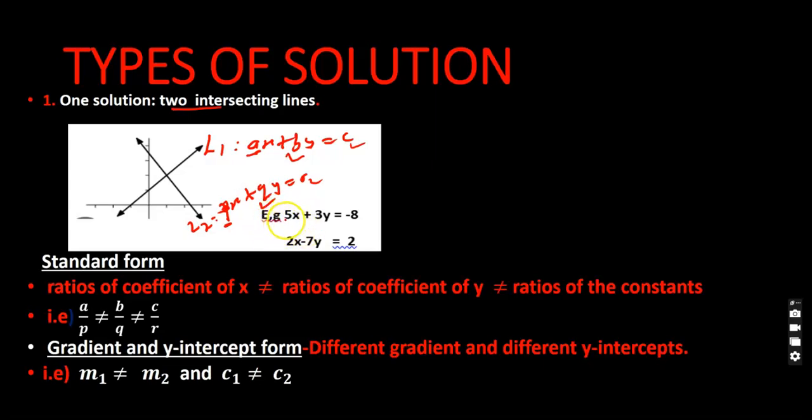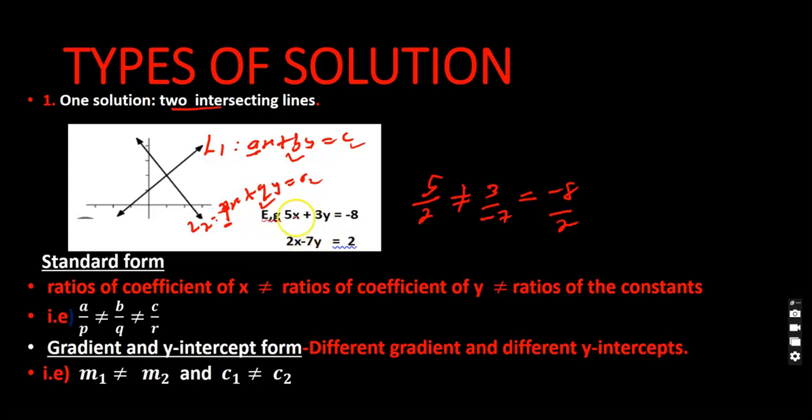I give an example on the screen. Look at the example on the screen: 5x plus 3y equals minus 8, and 2x minus 7y equals 2. What is the ratio of x here? The ratio of x here is 5 over 2. It is not the same thing as the ratio of y, 3 over minus 7. It's not the same thing as minus 8 over 2. So because their ratios are not the same, this is a one solution.